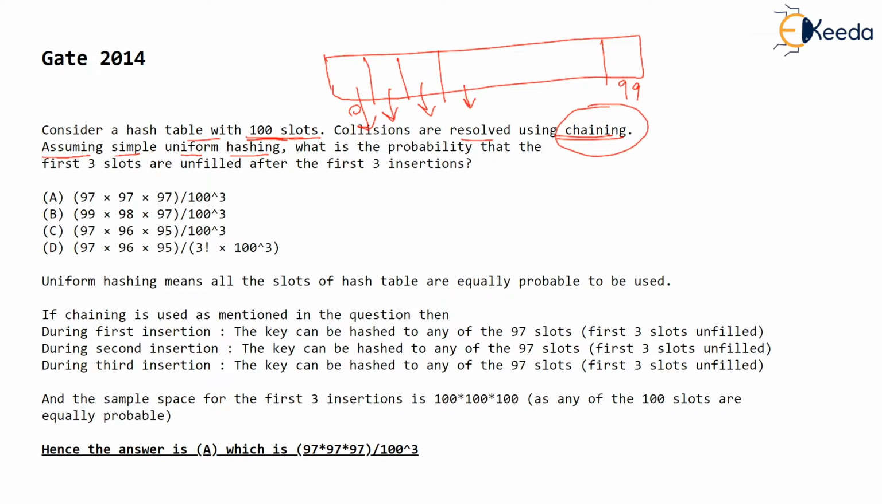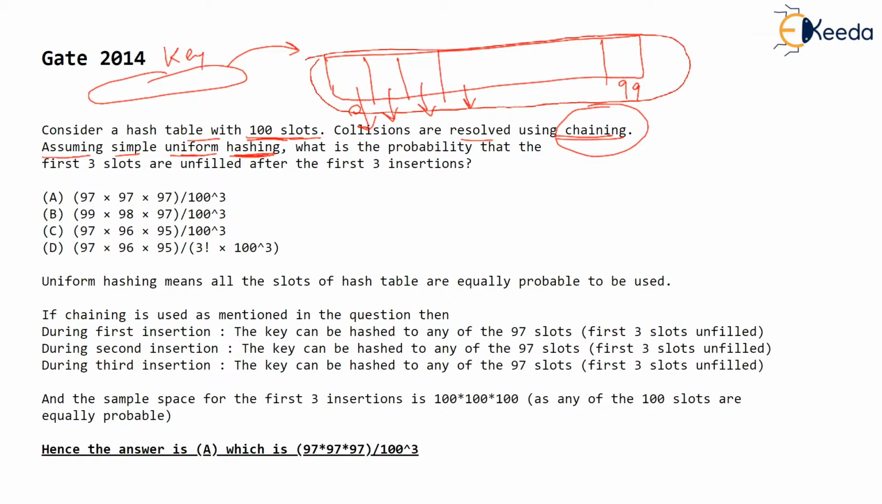Now don't treat this term as a very heavy term. What we mean by uniform hashing is that given the set of keys, these are the keys that we are going to map in this hash table. Uniform hashing means all the locations of this hash table, 0 to 99, are equally likely to be used. I mean, it will not happen that, say, the first element of the hash table will never be used. All the elements of the hash table are equally likely to be used. That's uniform hashing. What is the probability?